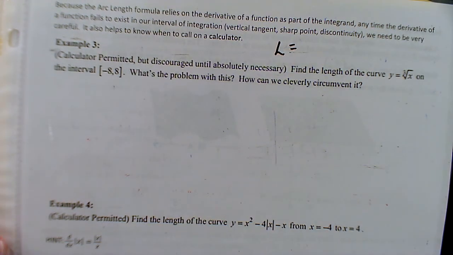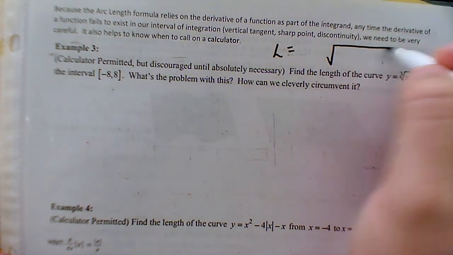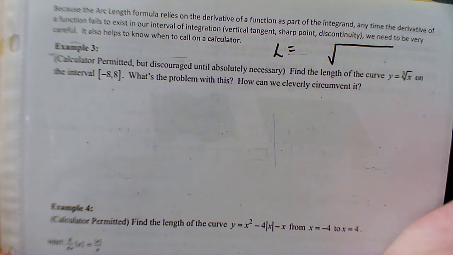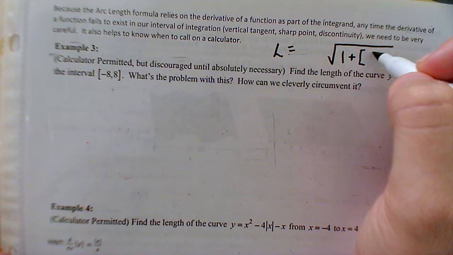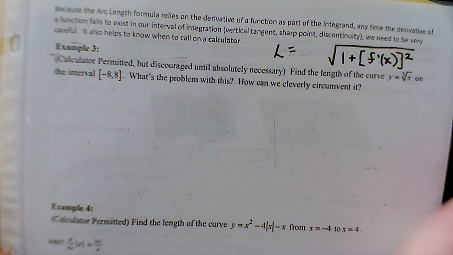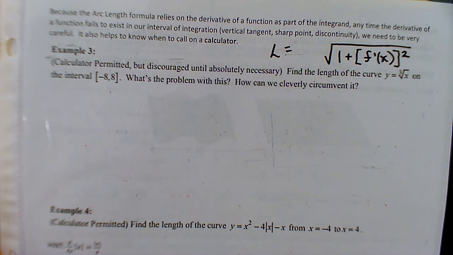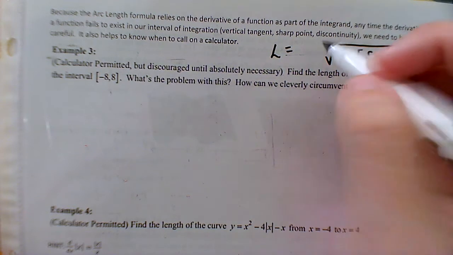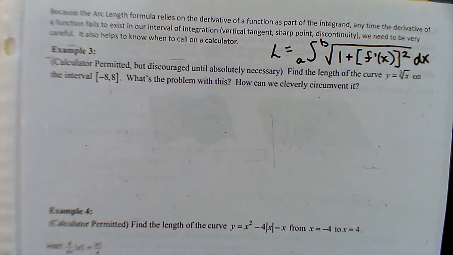Do you remember what it looks like, what it involves? There is a square root, yep. 1 plus the derivative squared, dx, from a to b. Okay, so we're going to use that integral today as well.